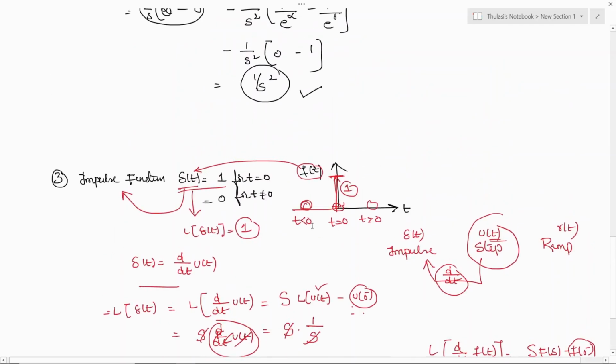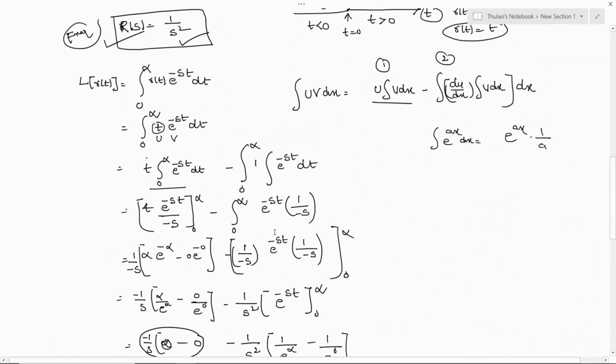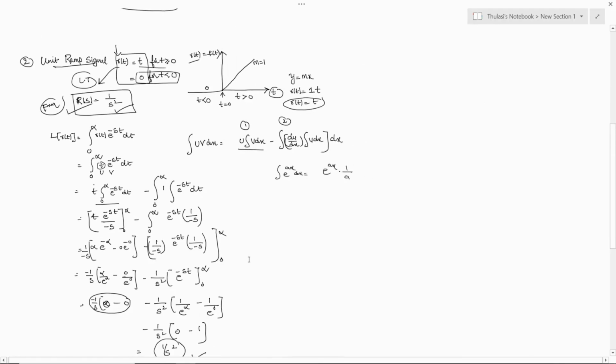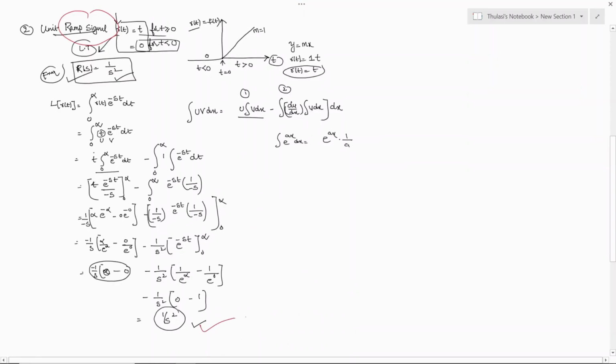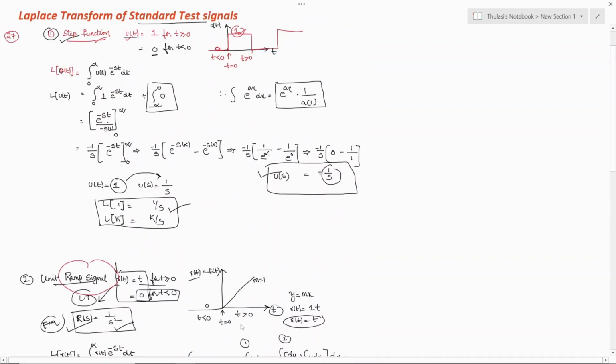Okay, and already we studied the Laplace transform of the ramp signal. The Laplace transform for this is 1 by s square. And already we studied the basic step signal. The Laplace of step signal is 1 by s.